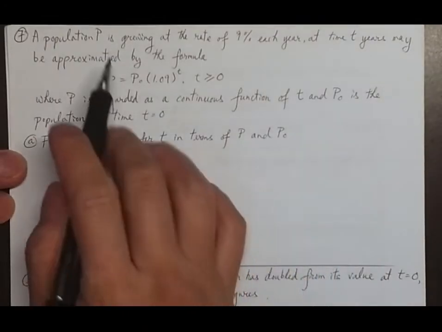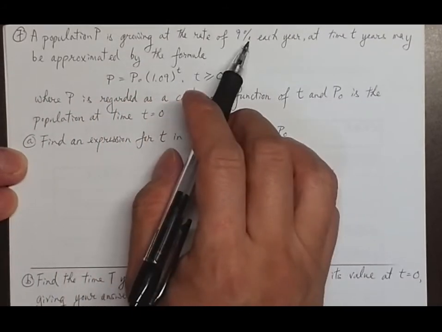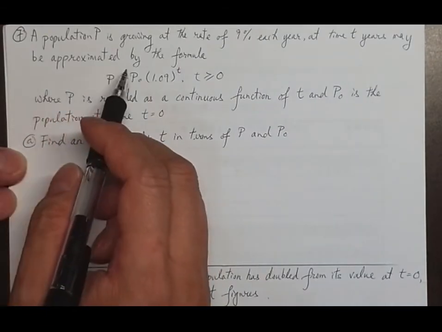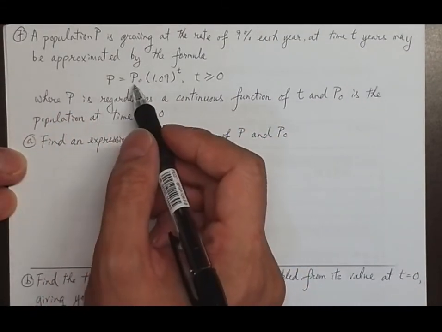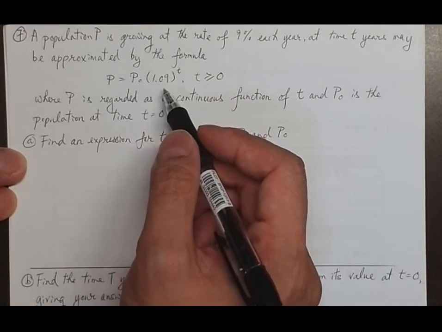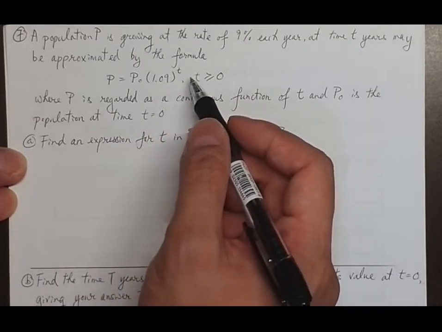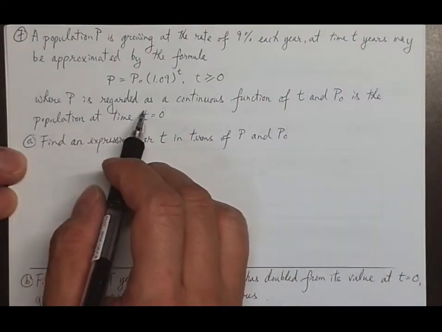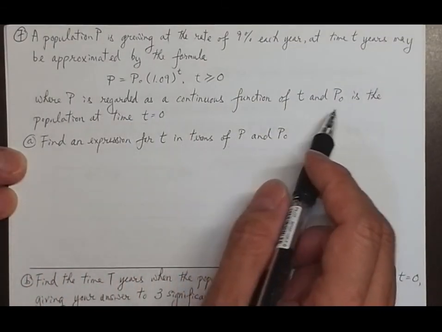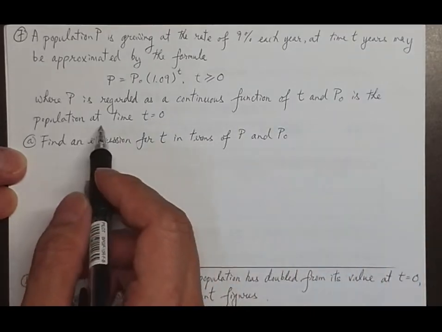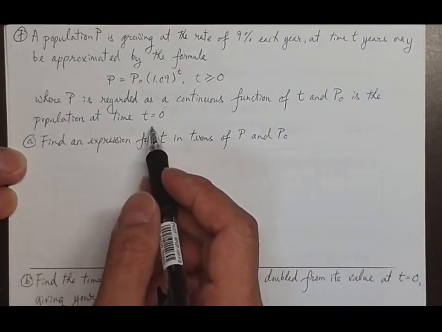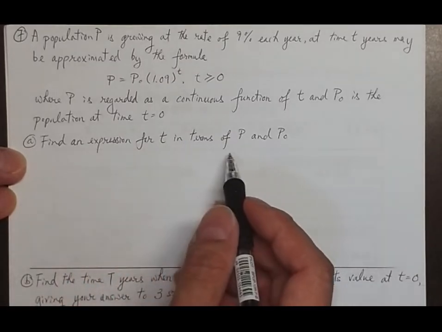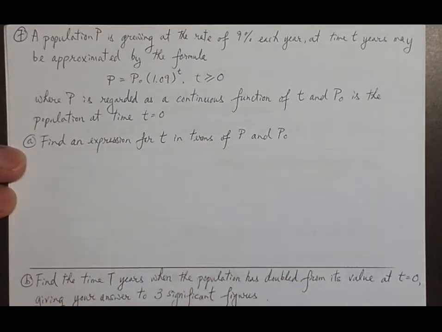Question number 7. A population P is growing at the rate of 9% each year. At time T years, it may be approximated by the formula P equal to P0 multiplied by 1.09 to the power of T, and T is greater than or equal to 0, where P is regarded as a continuous function of T, and P0 is the population at the time when it starts, T equal to 0. Find an expression for T in terms of P and P0.